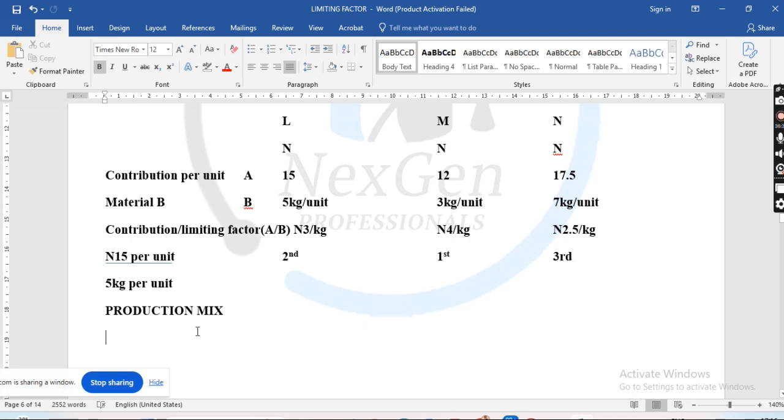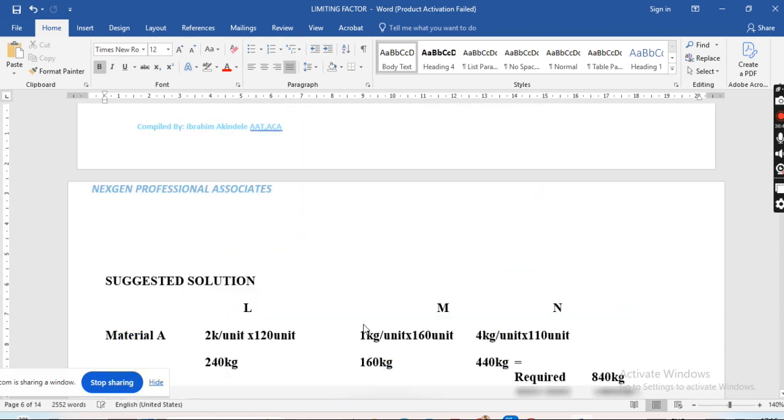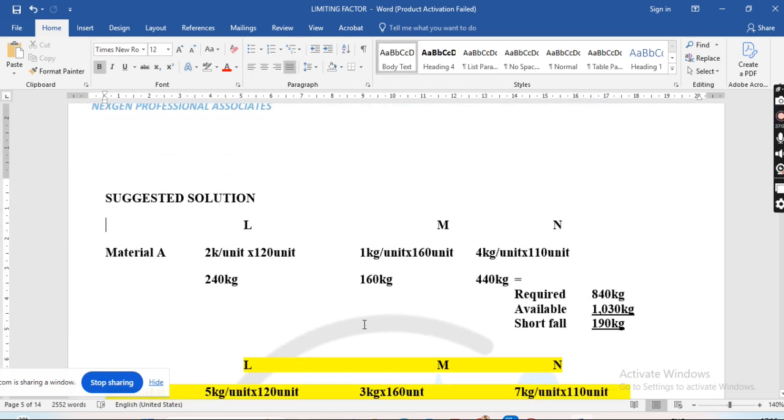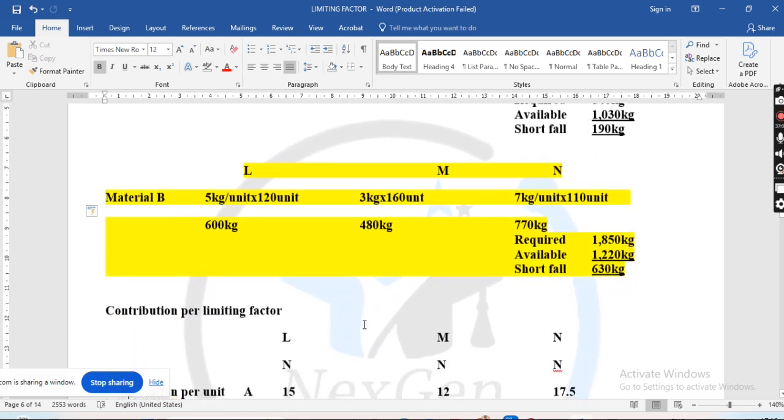So we already know that it is based on material B, because it is the limiting factor, and that is what you want to allocate, right? Because there is a limiting factor. Don't forget that the question says recommend the production mix that will maximize the profit. We'll calculate the production mix, then we'll still calculate the profit as well. Then we'll move to B, right? So this question is A.